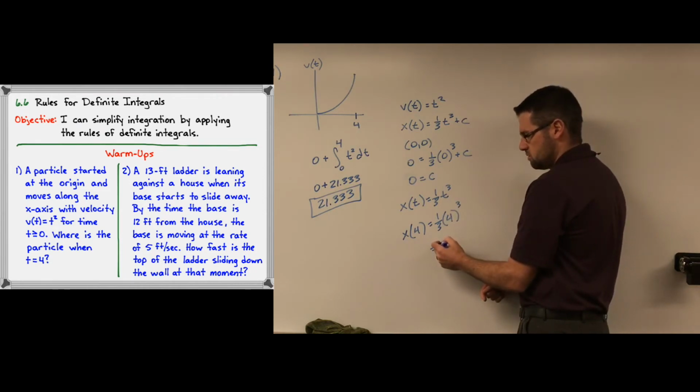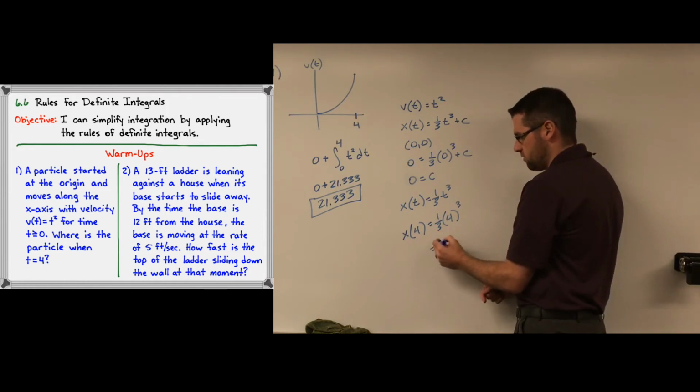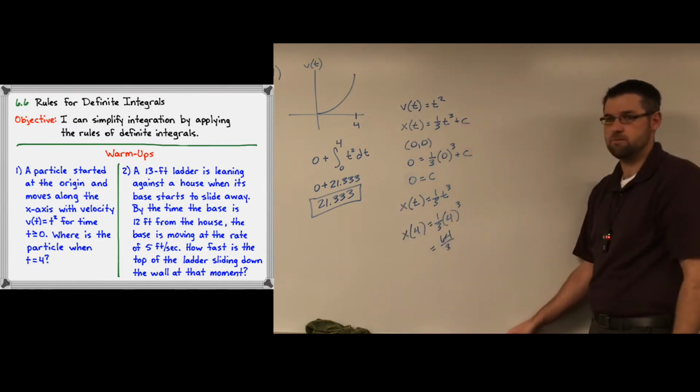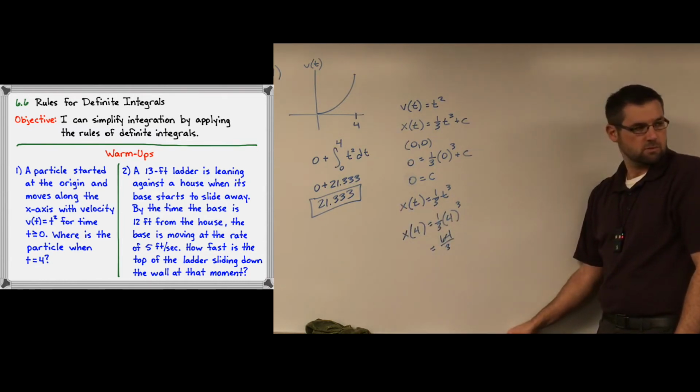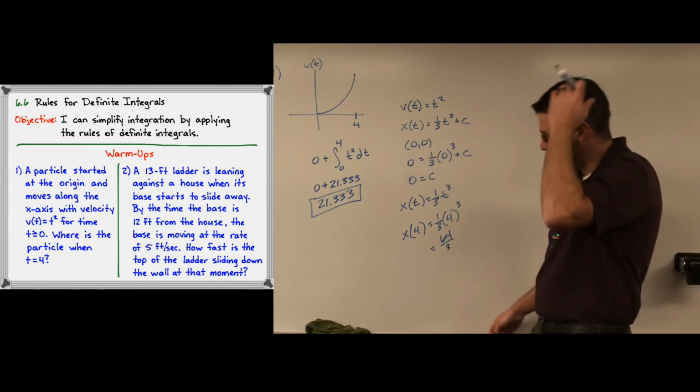64? I don't think so. Is it? 4 times... Oh, never mind. I was thinking 4 to the 4th. 64 over 3, which is the same thing as 21.333. You guys okay with that? So we're going to see that connection as time goes on.